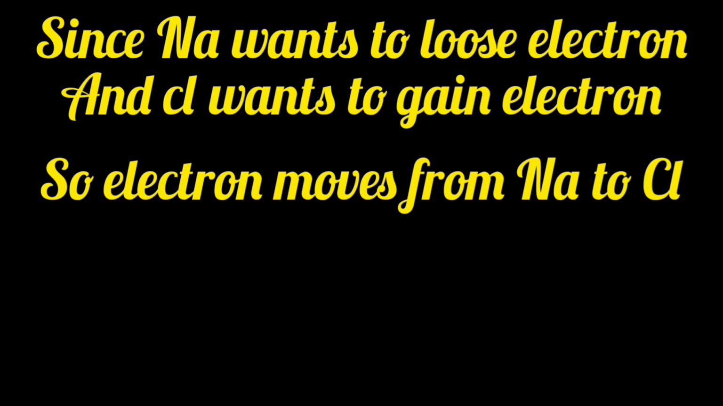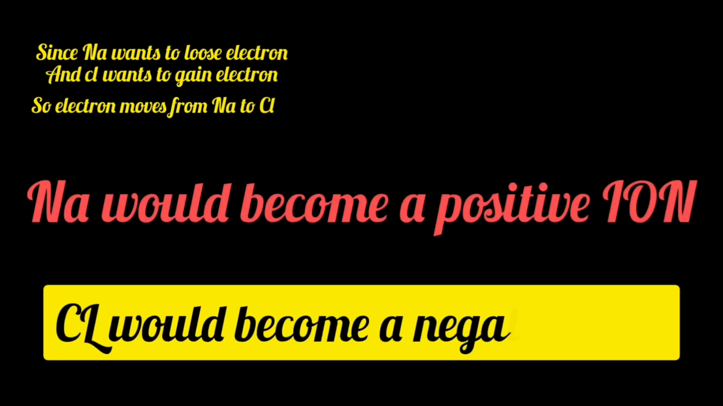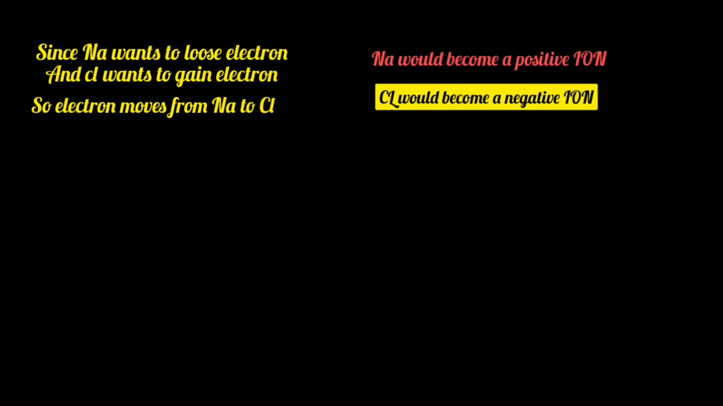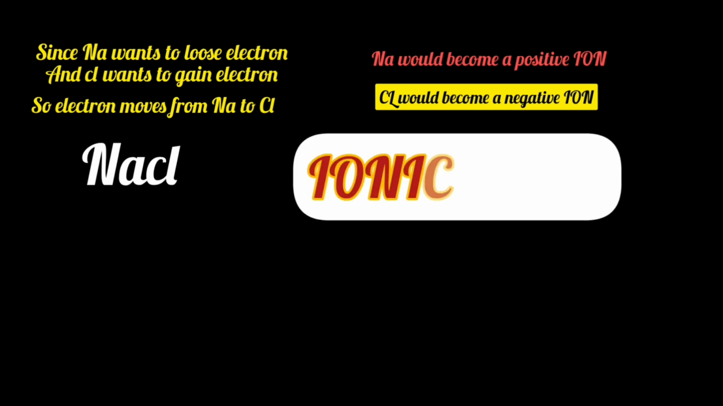And since positive and negative attract each other, in this case we say Na is a positive ion and Cl is a negative ion. Since they attract one another, they make a bond which we call an ionic bond.